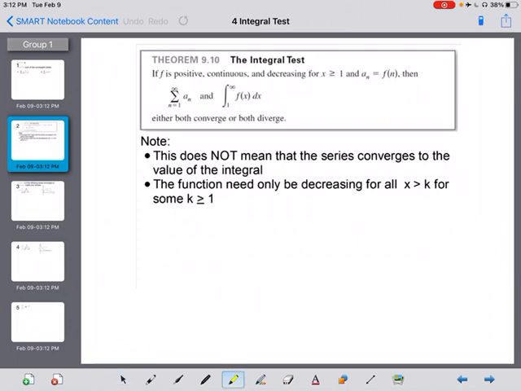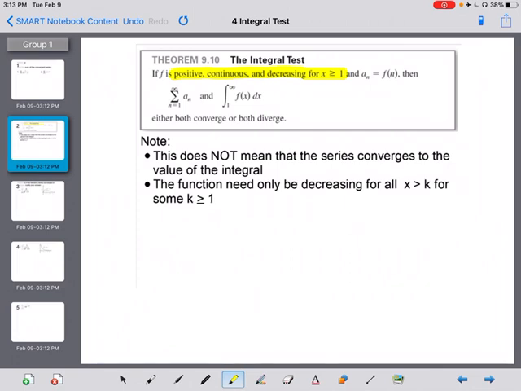So, the integral test says if f is positive, continuous, and decreasing, and that's something that's going to be important for us, for x greater than or equal to 1, and a sub n equals f of n, then we have this rule that we're going to turn the summation into some sort of improper integral. If your integral converges, then your series will, and if your integral diverges, then so will your series.